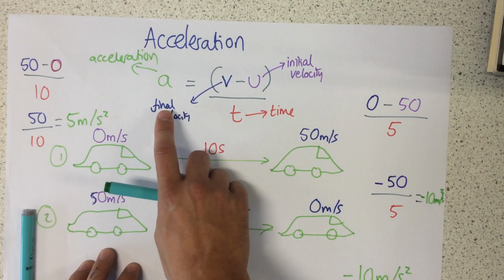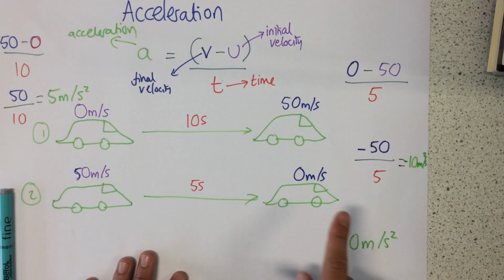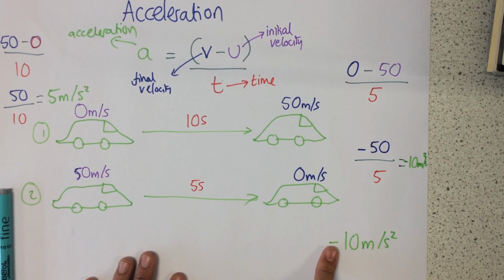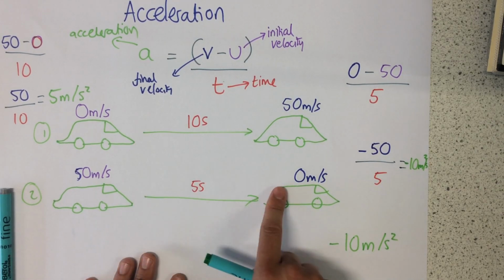So that's how all of these different parts of the equation relate to real life situations. And remember, if we've got a negative number, a negative acceleration, it shows that our object has slowed down.